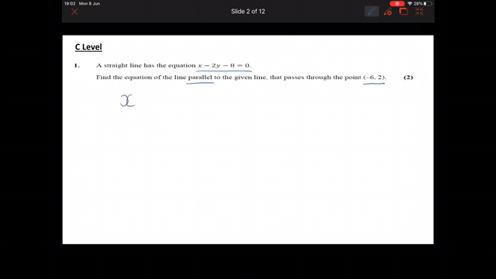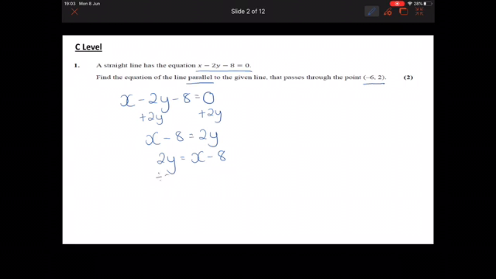So starting off, I've got x minus 2y minus 8 equals 0, which is my general form. First thing I'm going to do is add 2y's onto both sides of that equation. The reason that I'm doing that is so that I can get a positive y, because I want it in the form y equals mx plus c. Again, to make sure that it's in the right order, I'm going to rewrite it as 2y equals x minus 8. So I've just rewritten it the opposite way there.